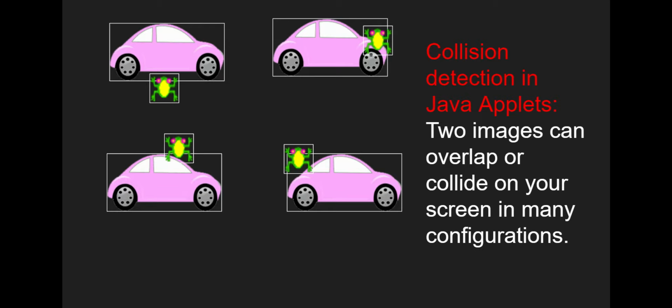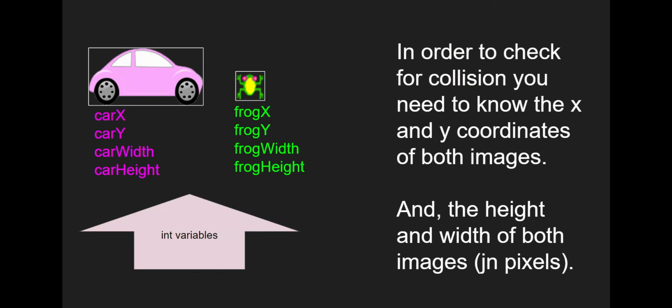Collision detection in Java can happen in many ways. As you can see on the screen, these two images have overlapped in different configurations. In all these cases, we would say there is a collision or an overlap. In order to do collision detection in Java between two images or two shapes, you need to know the coordinates of the two shapes and the height and the width of the two shapes.